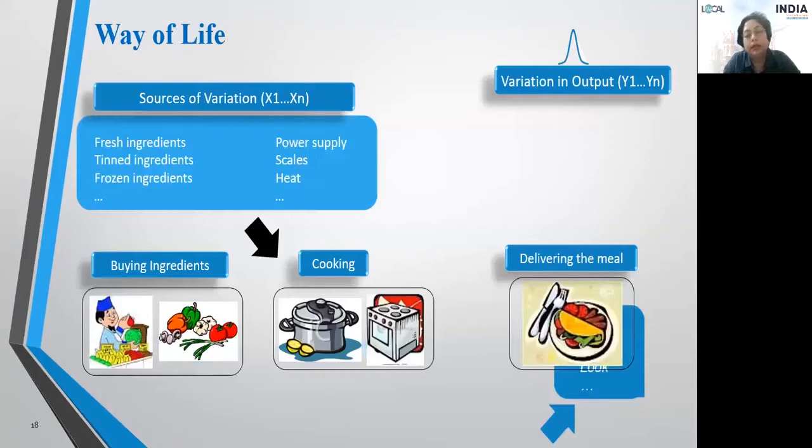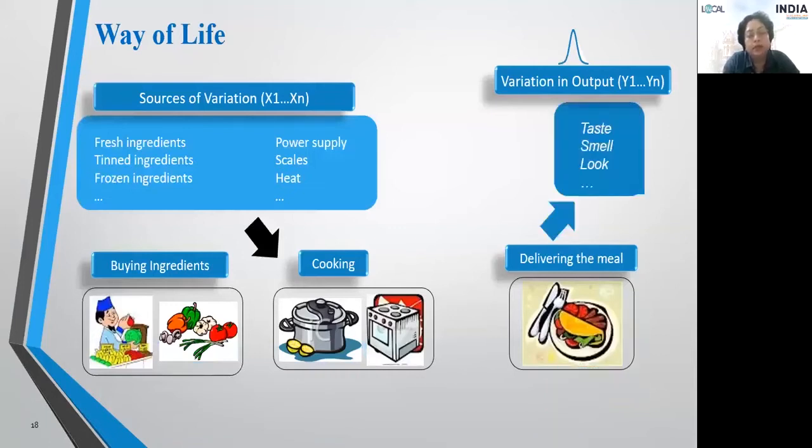If you see in our day-to-day life, this is basically a way of life. We need to standardize our activities and reduce the variation. While cooking, if we standardize the ingredients and the inputs for the cooking process, then it will result in a better output and a standard output with less variation. So taste, smell, look, all will be more or less similar every time. So this is a way of life. It's basically Six Sigma. We can use Lean Six Sigma in our day-to-day activities.